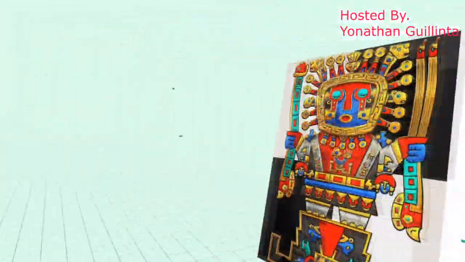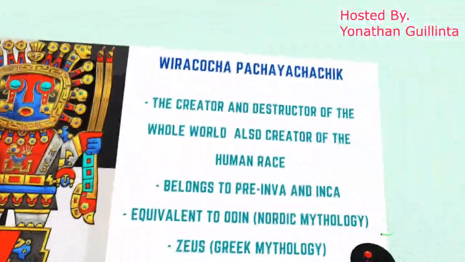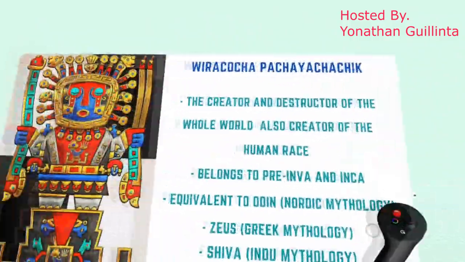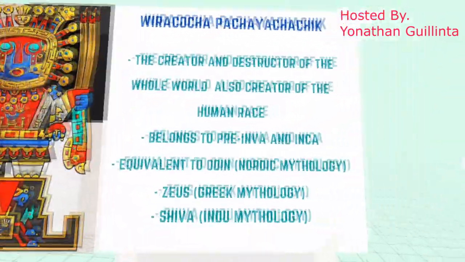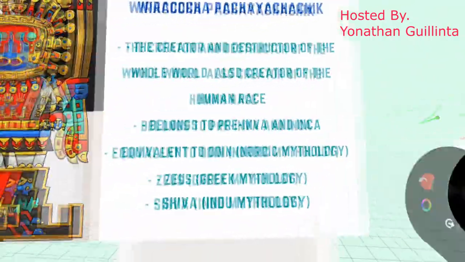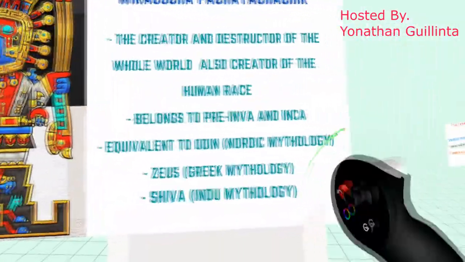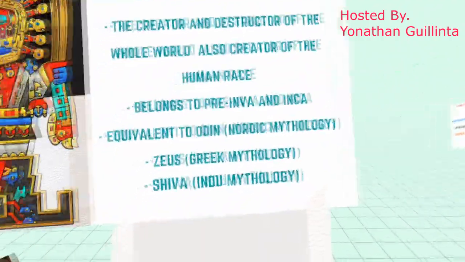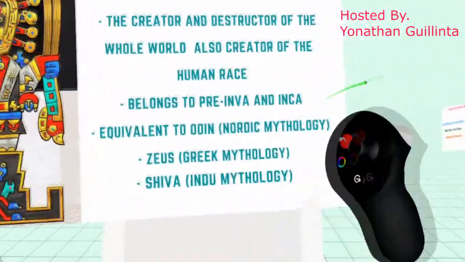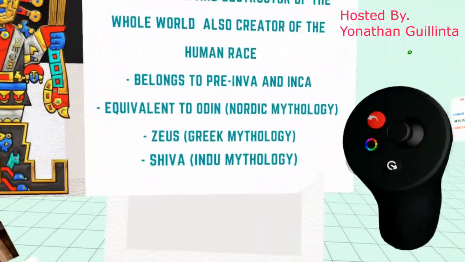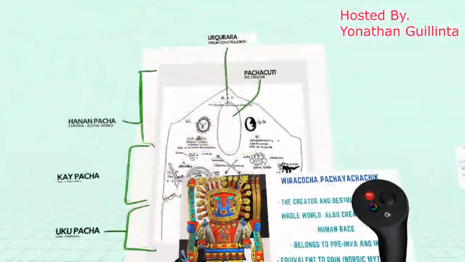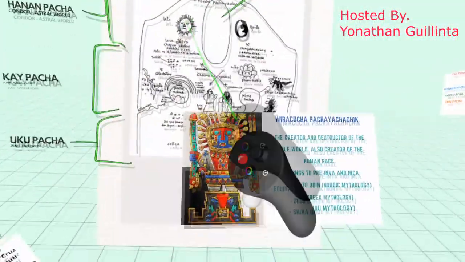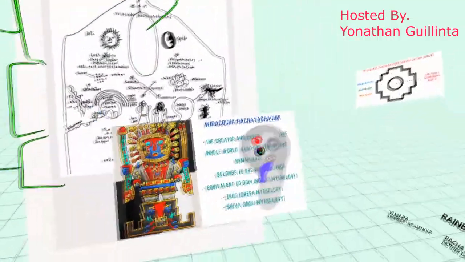This is the creator of the world for the Incas. It says here, the creator and the destructor of the whole world. Also creator of the human race. Belongs to pre-Inca and Inca culture. Is equivalent to Odin for the Nordic mythology, Zeus for the Greek mythology, and Shiva for the Hindu mythology. Okay, so just for you to understand, this is how they see him, the creator of everything.